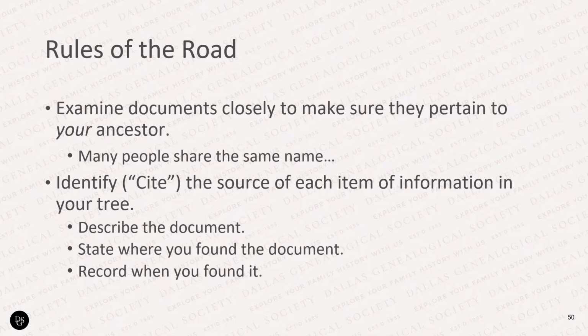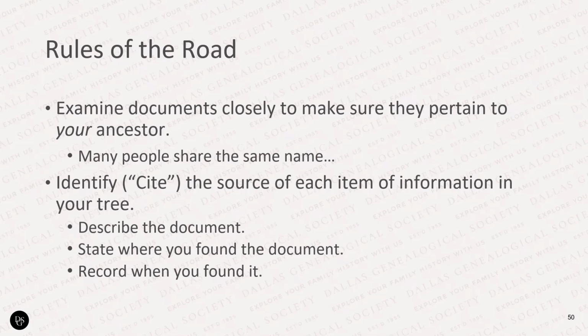The other obligation you have is to identify the source of every piece of information you gather about a person. This is called citing your sources. So if I claim that this person was married on the 10th of March 1876, I should have some document, some record that I found where I got that information from. As I put that information into my tree, I should then also document the source of that information. Was it a marriage record? Was it an article in a newspaper? Was it something somebody told me?